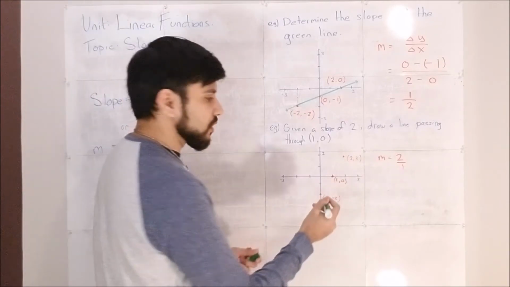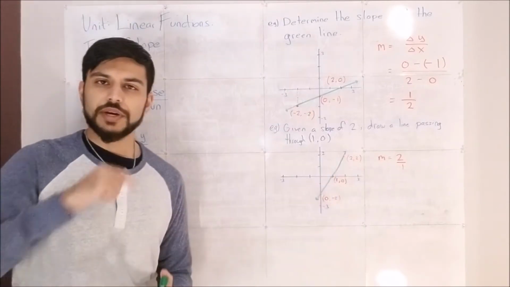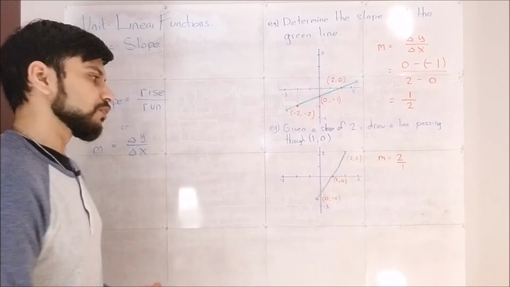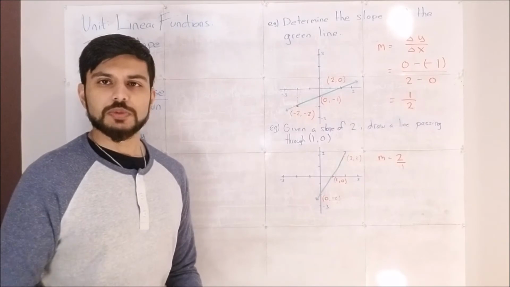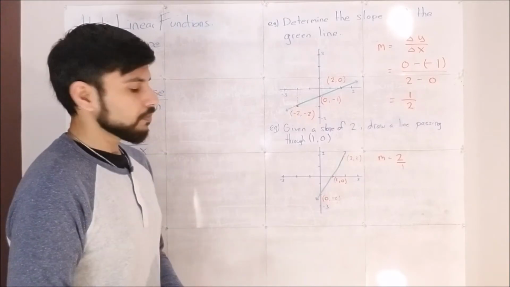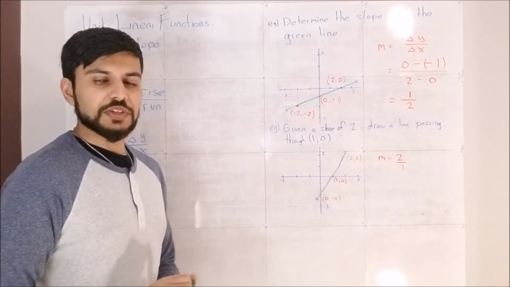The last step is to connect your dots. And make sure you put arrowheads on the ends of your lines just to prove that they do go on forever. You might not see them in your textbook as much, but it's a good habit to get into. Okay, so that's what the second type of example looks like.